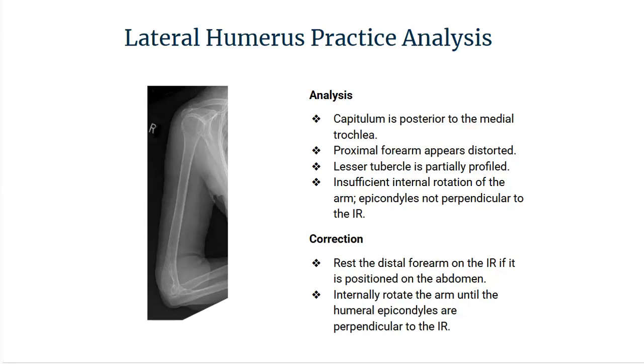All these issues occur due to insufficient internal rotation of the arm, meaning that the humeral epicondyles are not perpendicular to the image receptor. To correct this misalignment, we need to ensure that the distal forearm is properly supported on the image receptor, especially if it was resting on the abdomen, and internally rotate the arm until the humeral epicondyles are perpendicular with the IR. These overall adjustments will improve your image quality.